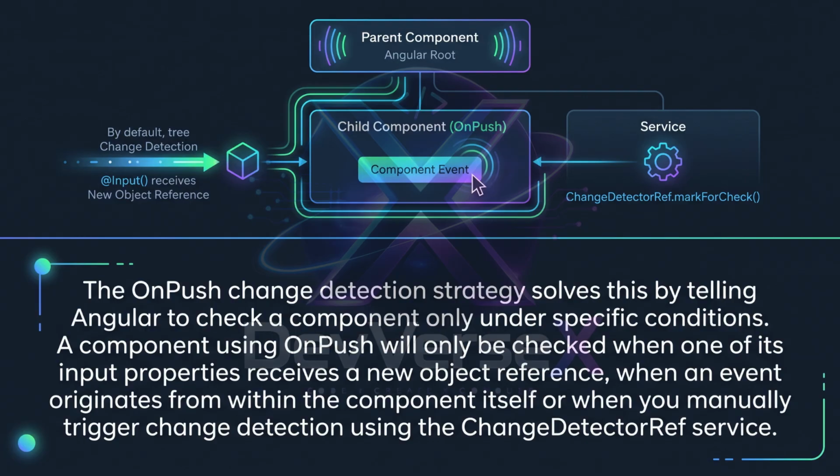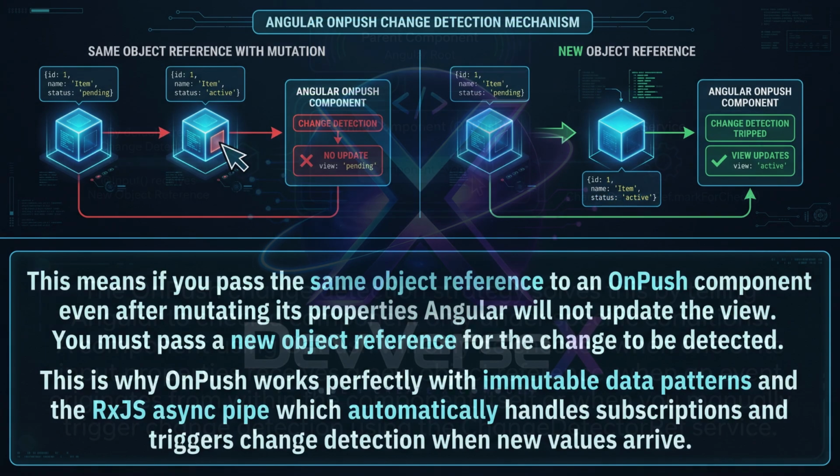specific conditions. A component using OnPush will only be checked when one of its input properties receives a new object reference, when an event originates from within the component itself, or when you manually trigger change detection using the ChangeDetectorRef service. This means if you pass the same object reference to an OnPush component, even after mutating its properties, Angular will not update the view. You must pass a new object reference for the change to be detected.